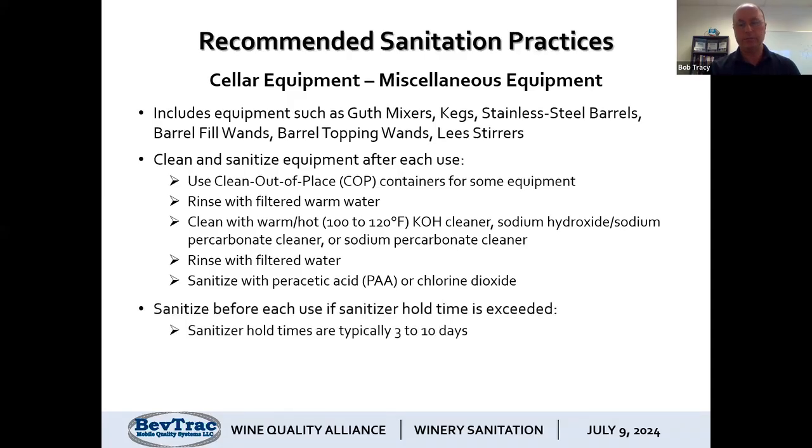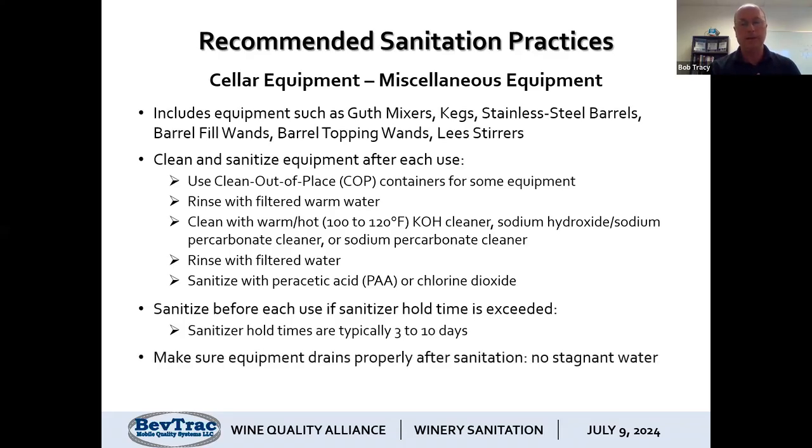And again, sanitize before use if the sanitizer hold time is exceeded, which typically is 3 to 10 days. And again, like with the hoses and the hard lines and the pumps, you want to make sure that the equipment drains properly, so there's no stagnant water.